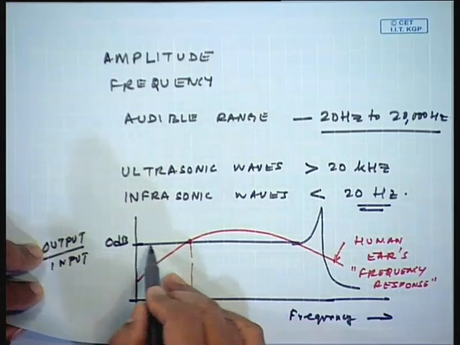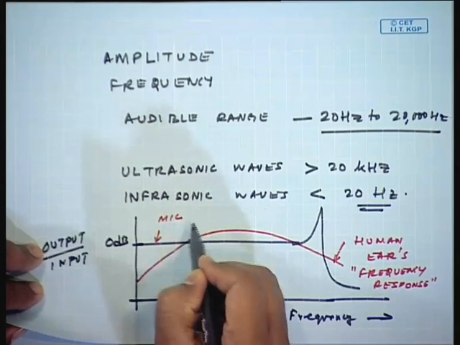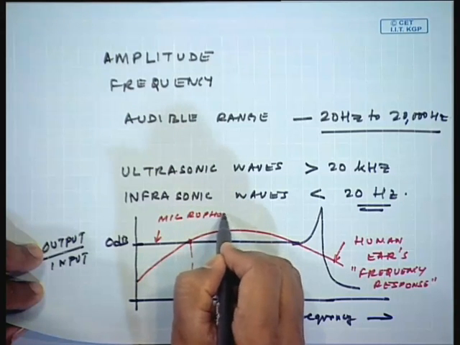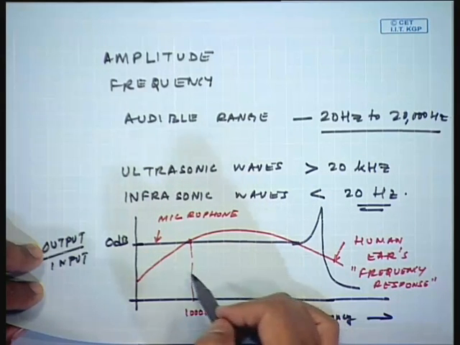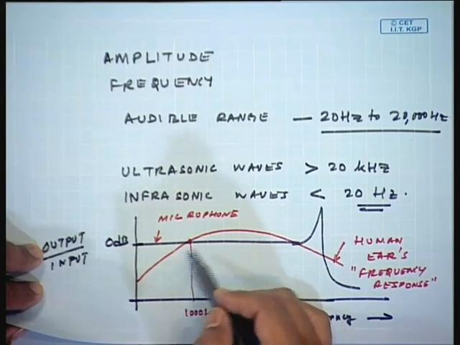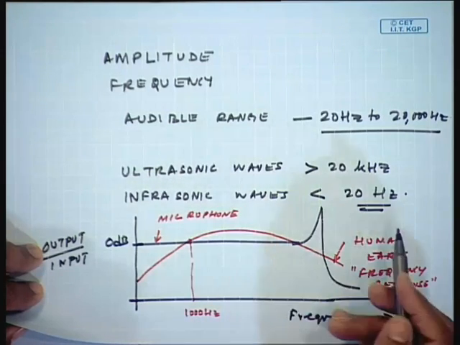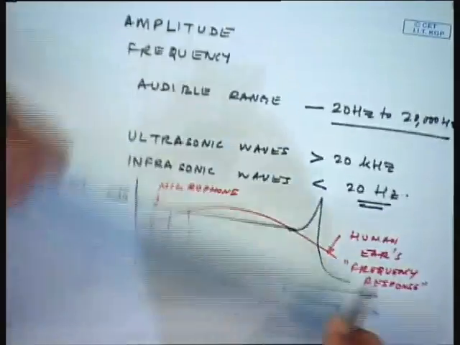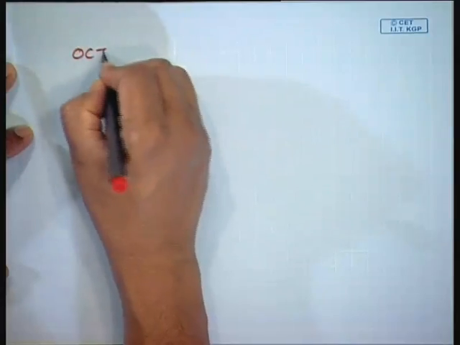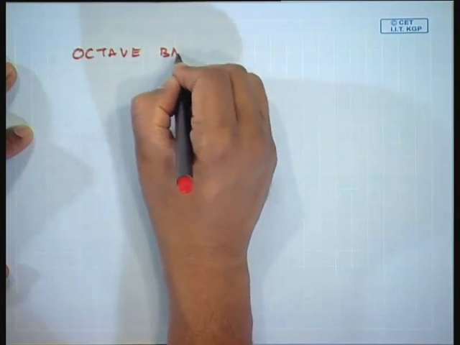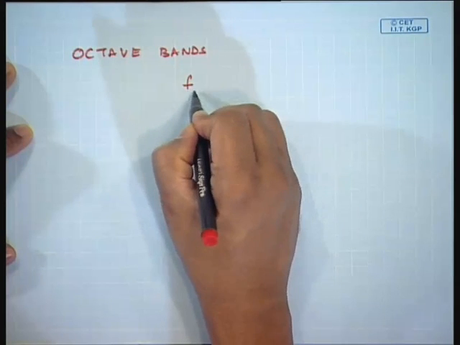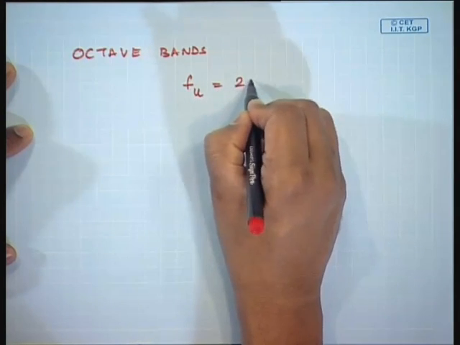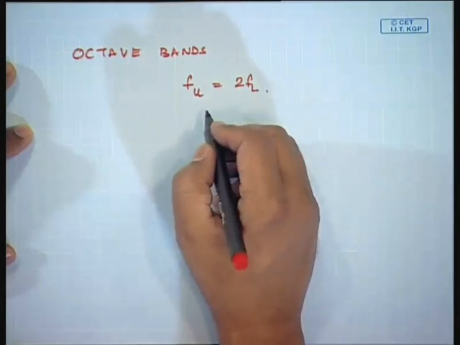So for any instrument, suppose I measure the sound level with a microphone, I will apply this weighting function on the microphone measurement to give what is known as the human weighting. These bands can be divided into octave bands. You know what octave bands are? Octave bands are those frequency bands where the f upper is nothing but twice f lower, and the center frequency is root 2 times f lower.